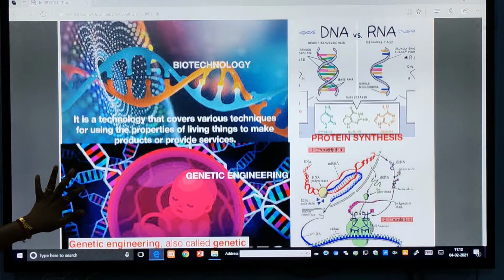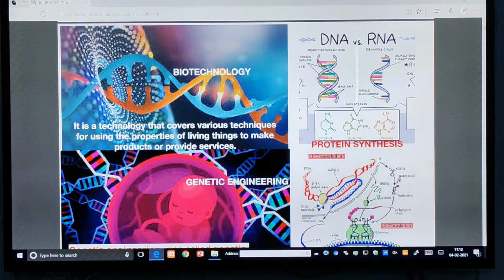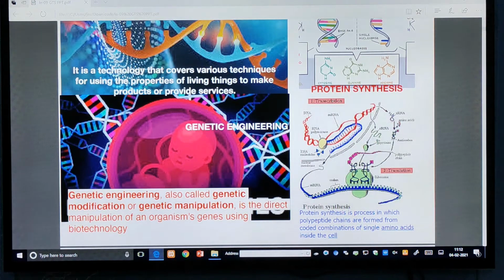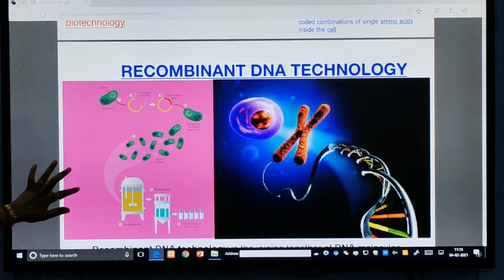Apart from that, you have to learn about the structure of DNA and RNA also. The structure of DNA and RNA, what is the purpose of DNA, how many chains are there in DNA and RNA. You must have a basic idea about all these. Then what is the use of protein synthesis? Why should we go for protein synthesis? Protein synthesis is a process in which polypeptide chains are formed from the coded combinations of single amino acids inside the cells. All this knowledge is essential to learn about this lesson.